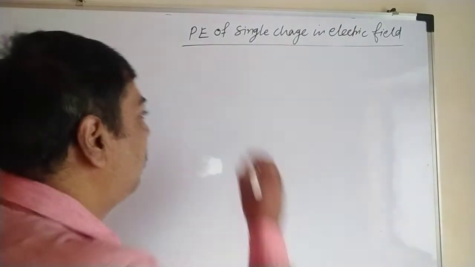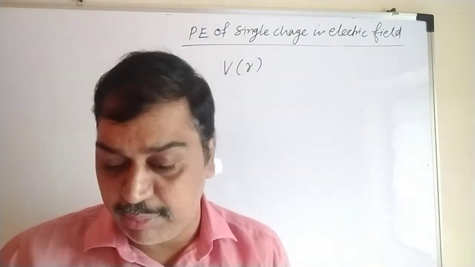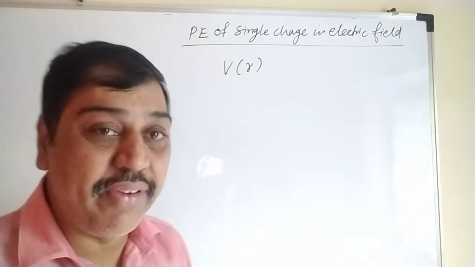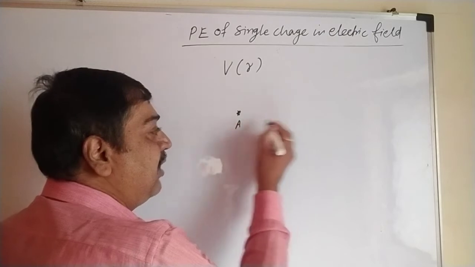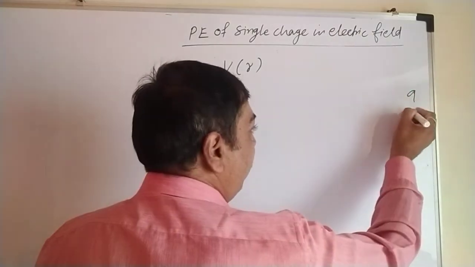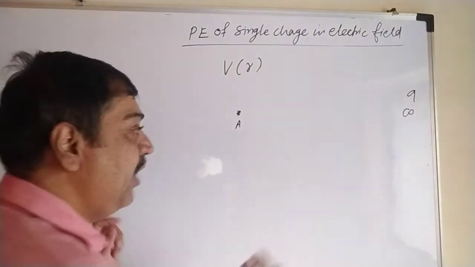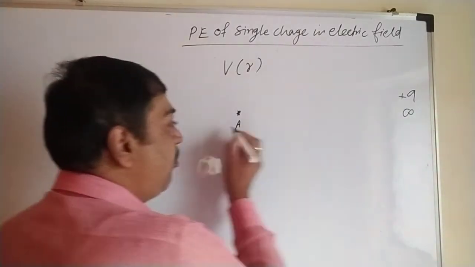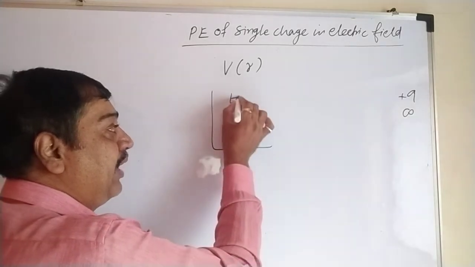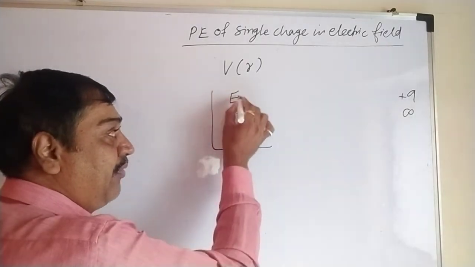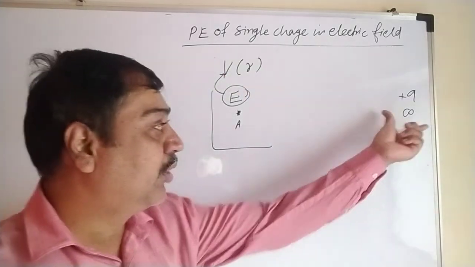Let us consider V of R is the electric potential due to the electric field. Suppose the point is somewhere here, A, and the charge is somewhere here at infinity. Plus charge Q is there at infinity. Now we have to move the charge from infinity to point A, but point A is kept in an electric field E, and this electric field has electric potential V of R. Now we have to move this here.